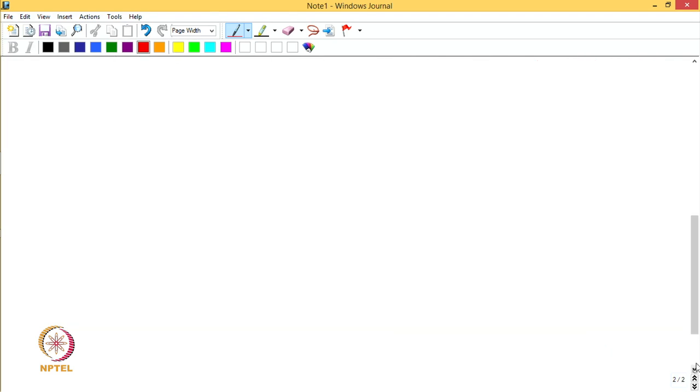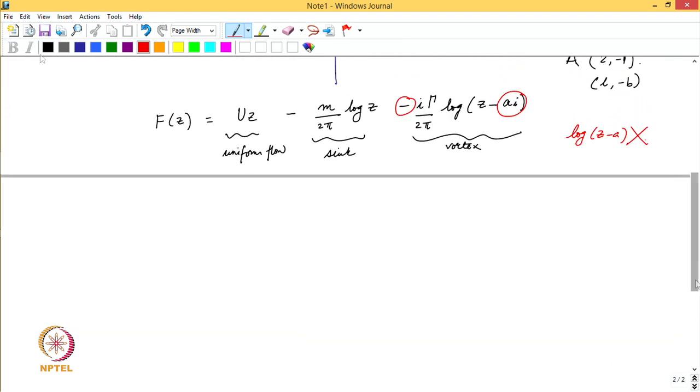Now, let us go further. Now that we have written the complex potential for this problem, we know that velocity can be derived as the derivative of the complex potential. So that would be u minus m by 2 pi z minus i gamma by 2 pi times z minus a i. That is just a simple derivative of the three individual expressions.